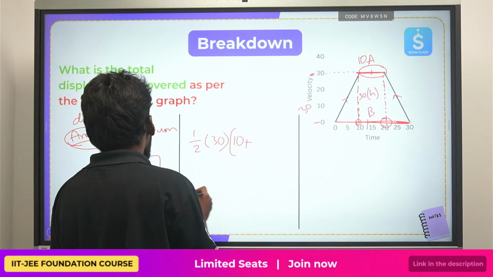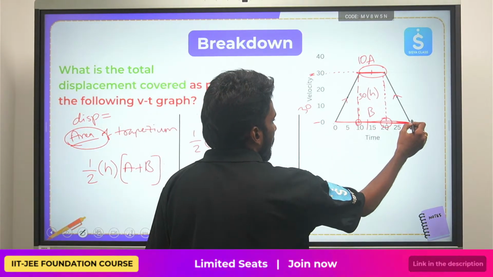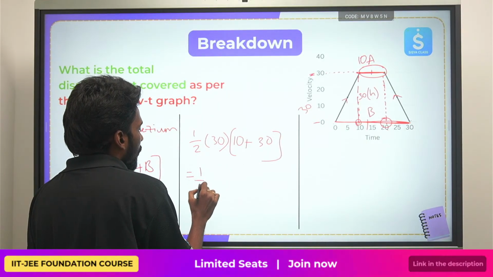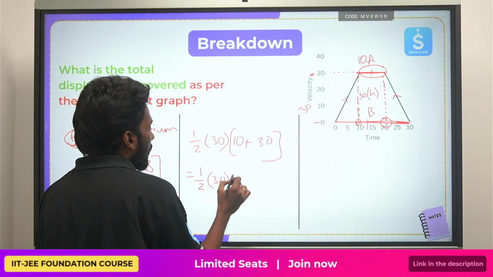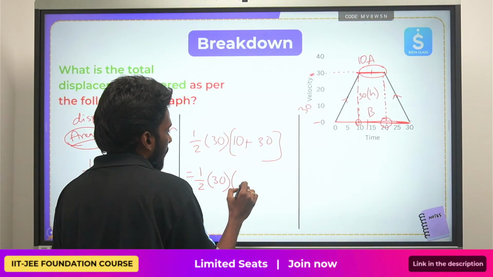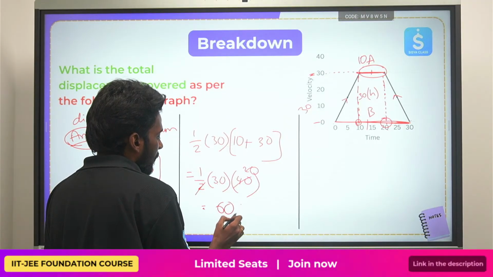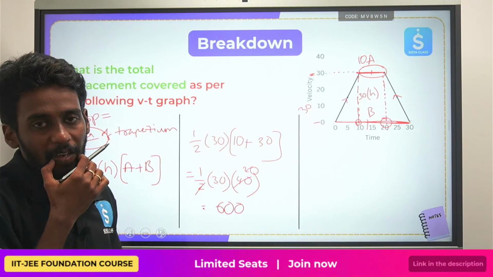What is the B value now? B value is 0 till 30. That is 30. So it is equal to half 30 into 10 plus 30, that is 40. So half of 40 is 20, 30 into 20, that is 600, right? We got 600 square units.